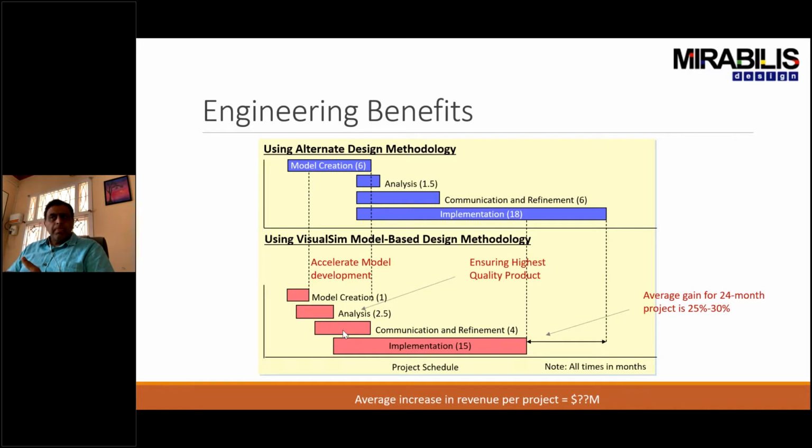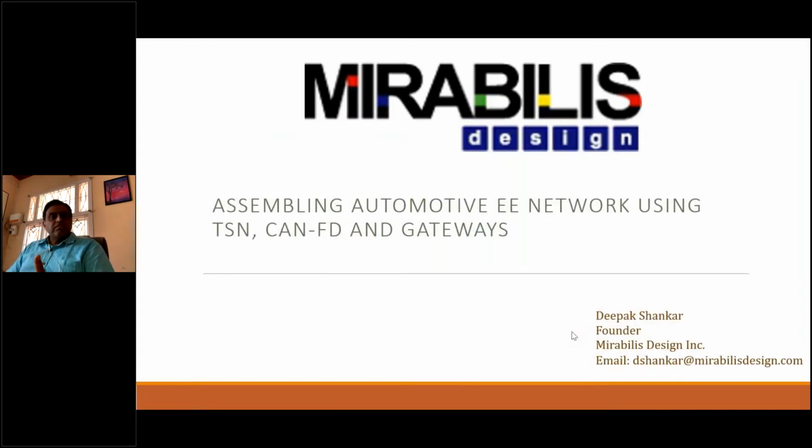As a result of that, you can identify bugs before they occur. So you can identify deadlocks, you can identify limitations. So your implementation time reduces substantially. As a result of which you can save 25 to 30% on your project time, but also increase the amount of revenue. With this, I'd like to wrap up our presentation on assembling automotive EE networks.